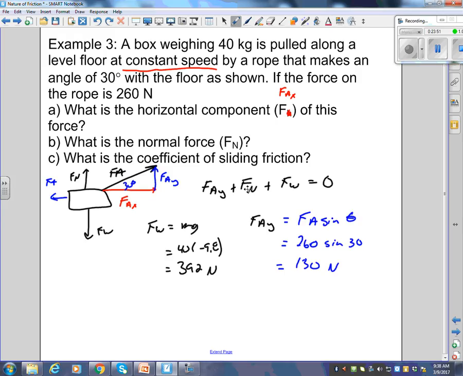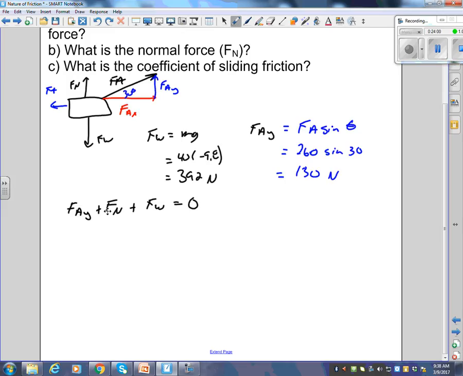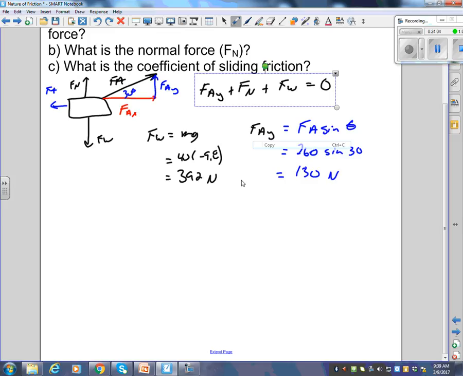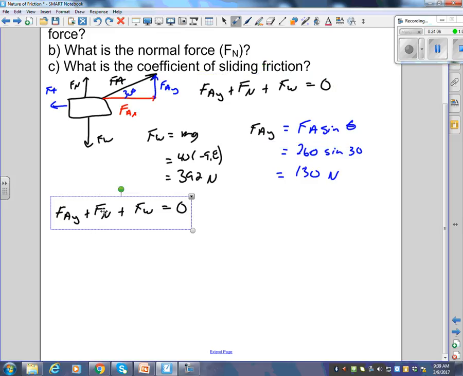Okay, so really, I should rewrite this. I realize you guys can't do this. How about I do this? So the FAY is 130. Now, do I need to worry about directions here? Do I need to worry about signs, positive or negatives? Yeah. You betcha I do.